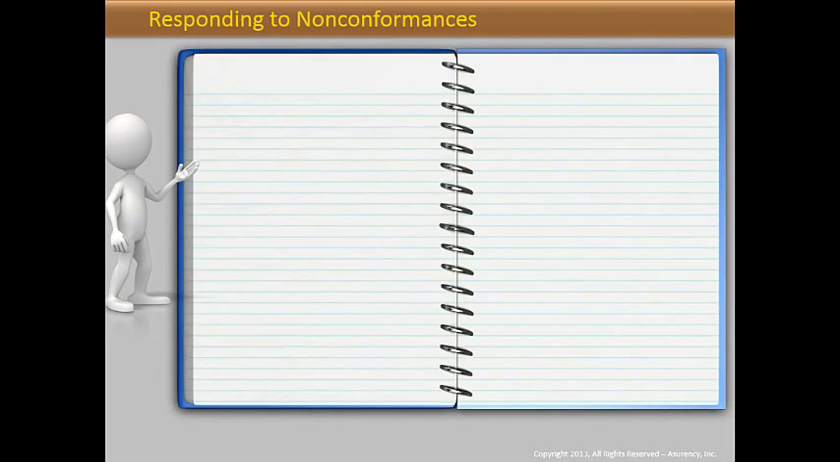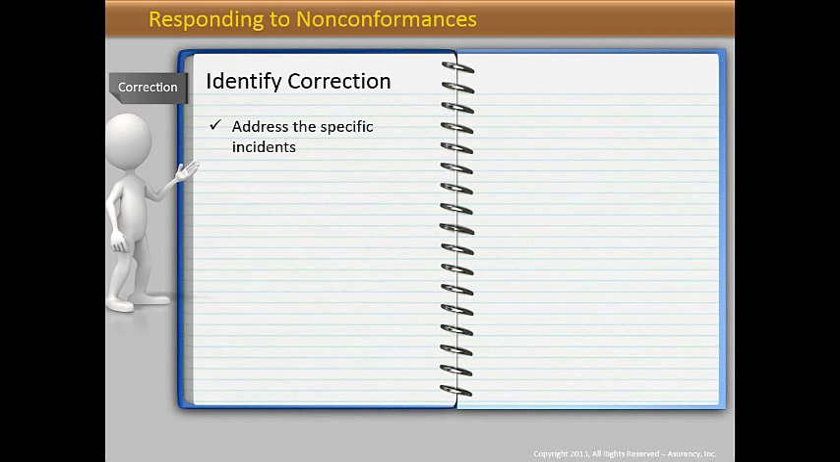Now we will cover how to respond to your non-conformances. First, you need to identify your correction. Identify the steps you took to address the specific incidents noted by the auditor during the audit. Additionally, consider researching your processes to uncover all occurrences of the same failure that exist in your organization and fix those also. For example, your procedure states that managers verify their employees' competence after training and sign a record to reflect that they have confirmed the employee's competence.